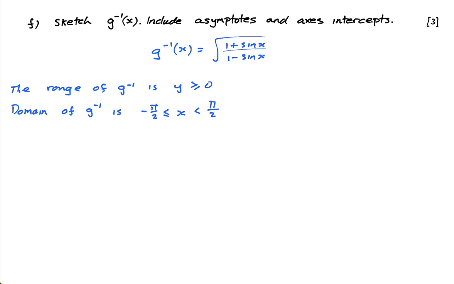Okay, so for part F, last part of the question, it says sketch g minus 1 of x and include asymptotes and axes intercepts, right? So first, I've brought these in from previous questions, guys. We know the domain of g minus 1 is from negative pi over 2 to pi over 2, greater or equal to negative pi over 2 and less than pi over 2. And we know the range of g minus 1 is y is greater or equal to 0. That's because the domain of g is x is greater or equal to 0.